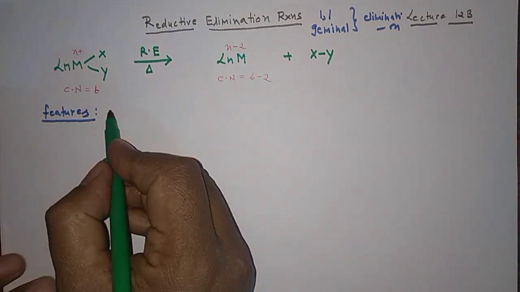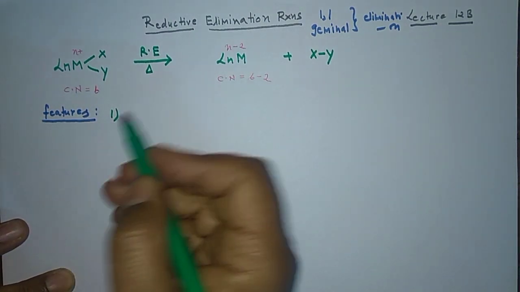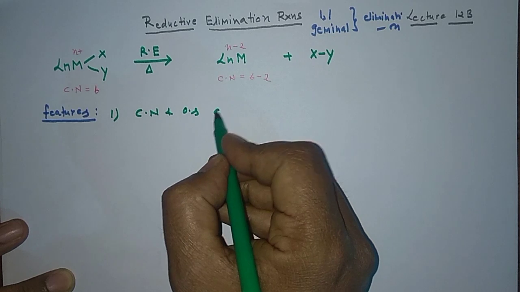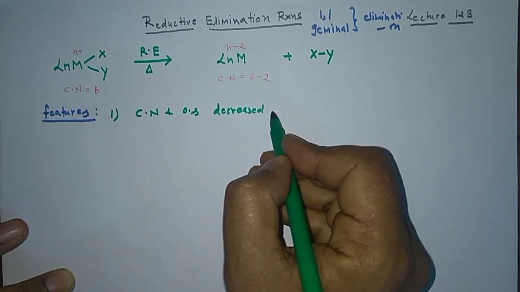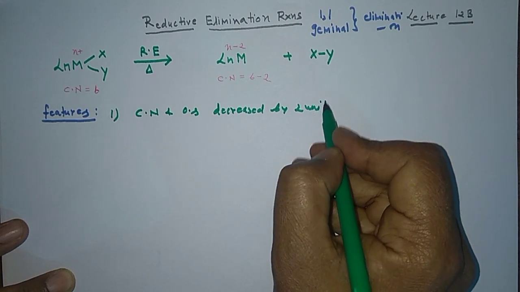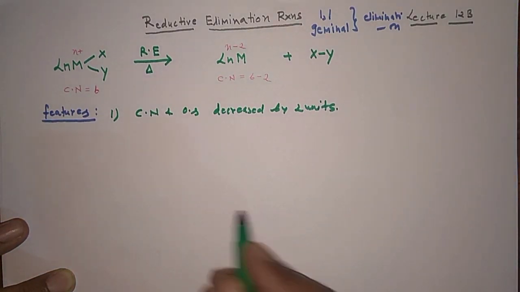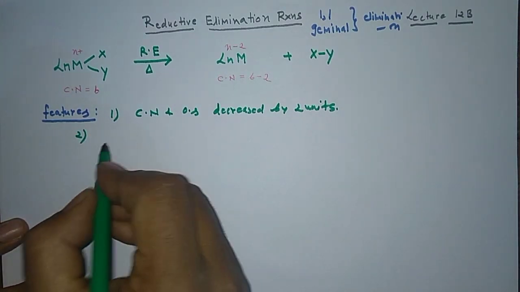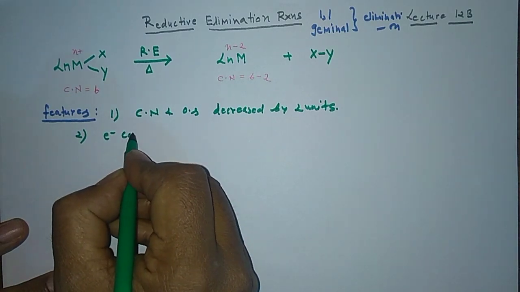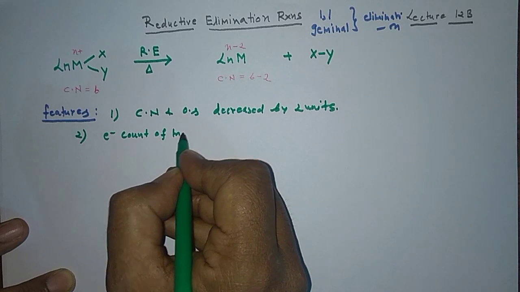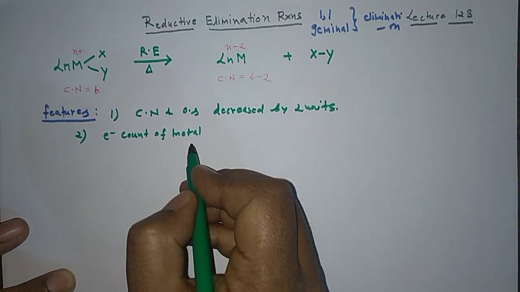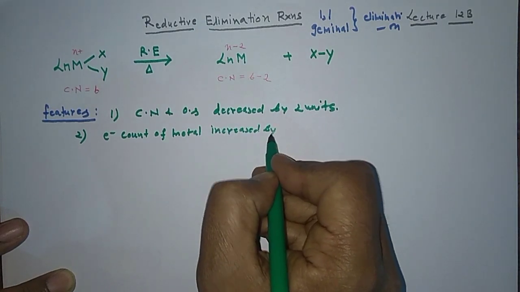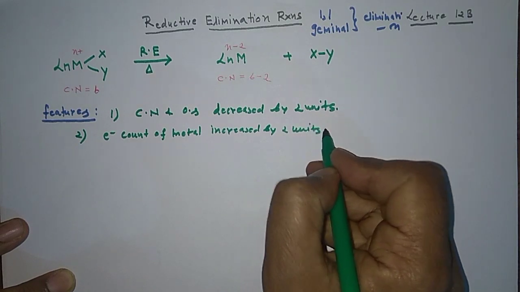So point number one, which I already told you: coordination number and oxidation state decrease by 2 units. So this is the hallmark of the reaction which you have to keep in mind. And number two, this point is very, very important, right? In that case, the electron count of the metal is something very, very important. Electron count of the metal increased by 2 units, right?